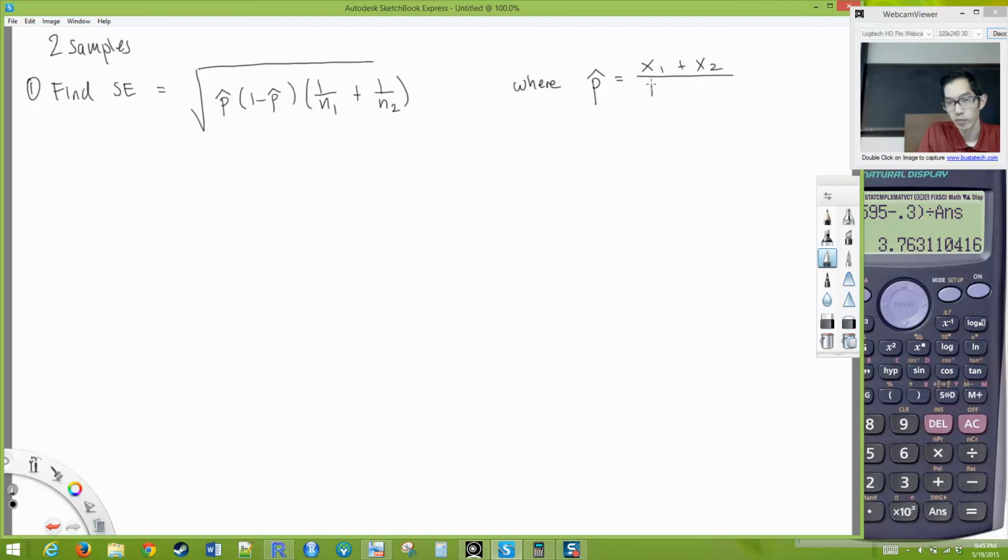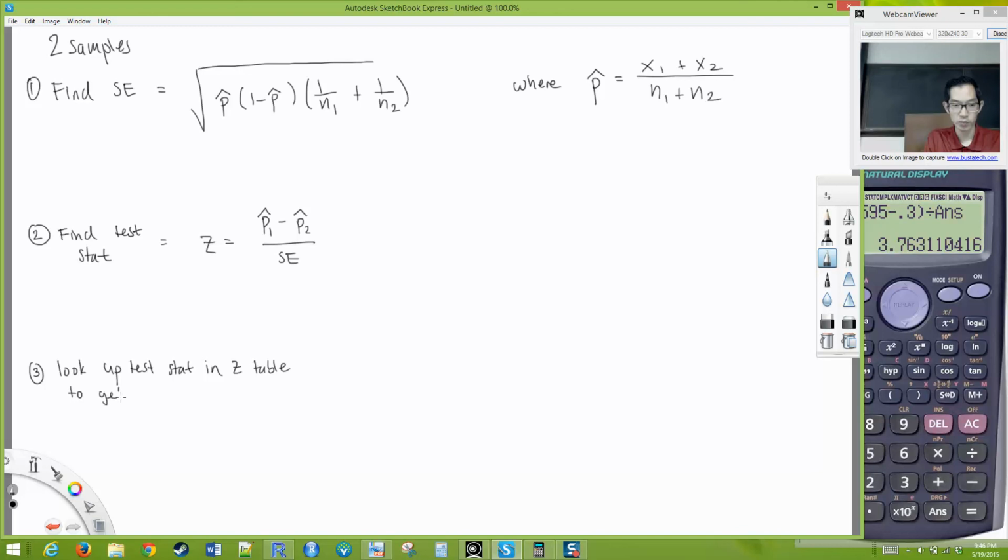Okay, but again, the steps are still the same. Number 1 is find the standard error. Number 2 is find your test statistic, and that's going to be z is equal to p1 hat minus p2 hat divided by the standard error. 3 is look up the test statistic in the z-table to get the p-value.